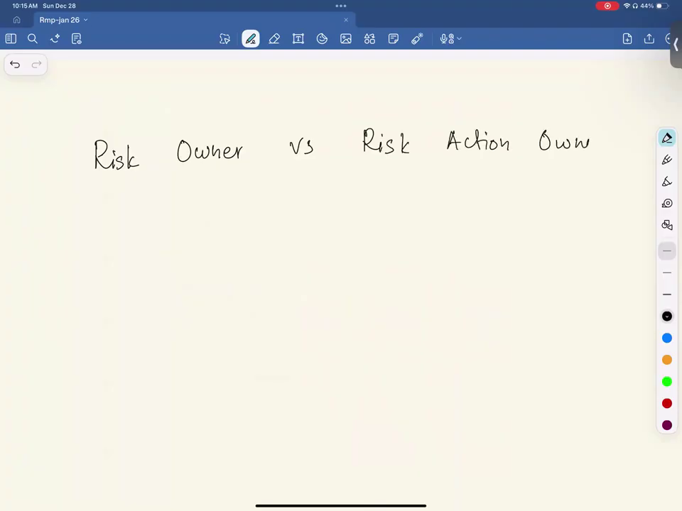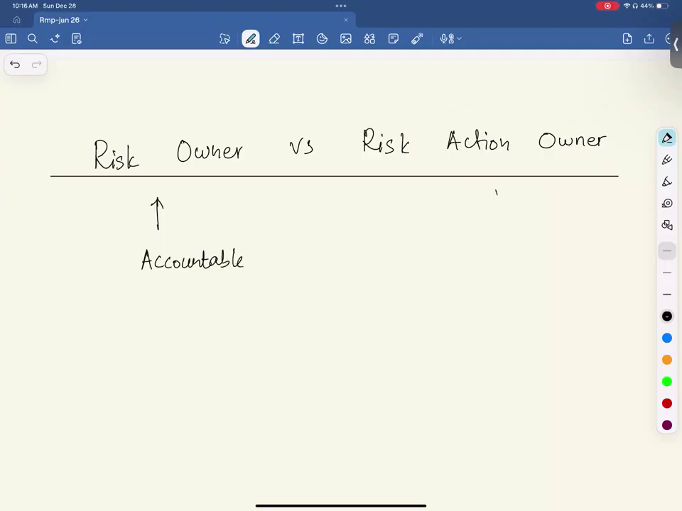Risk owner would be accountable for that risk. Sorry, Umesh, your voice is not clear. Could you please repeat? Can you hear me now? Yeah, a little better. Go ahead. Okay, risk owner means they are accountable for that risk, and the risk action owner might be responsible to take the action. Perfect. So this person is accountable, and this person is responsible to take the action. So risk owner versus risk action owner.